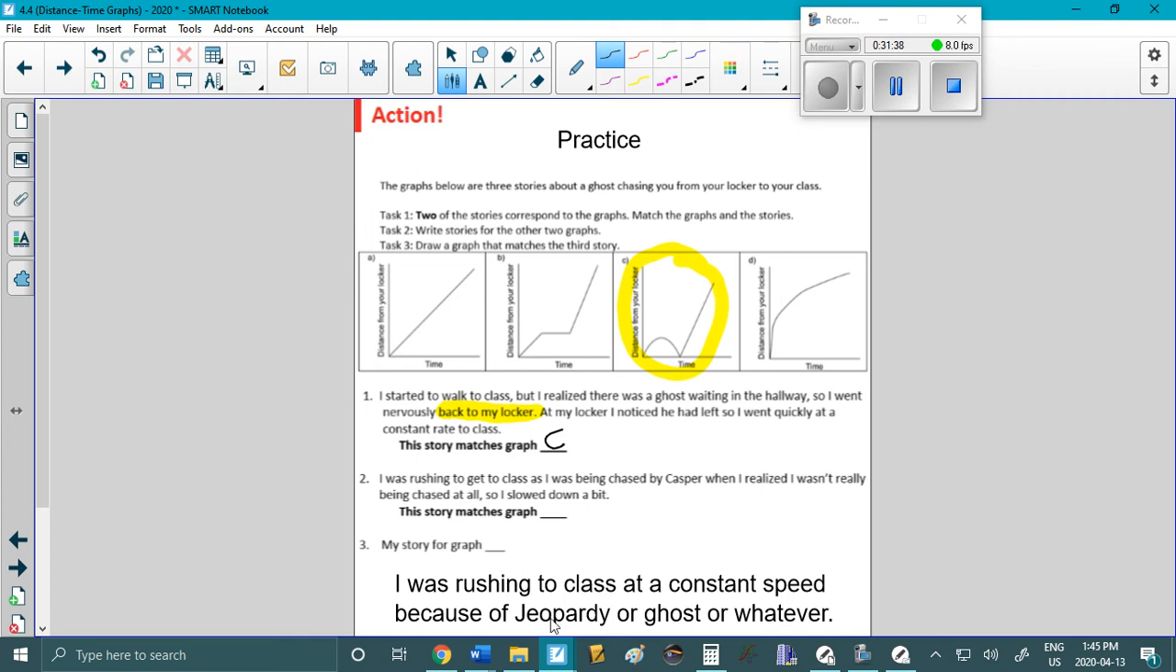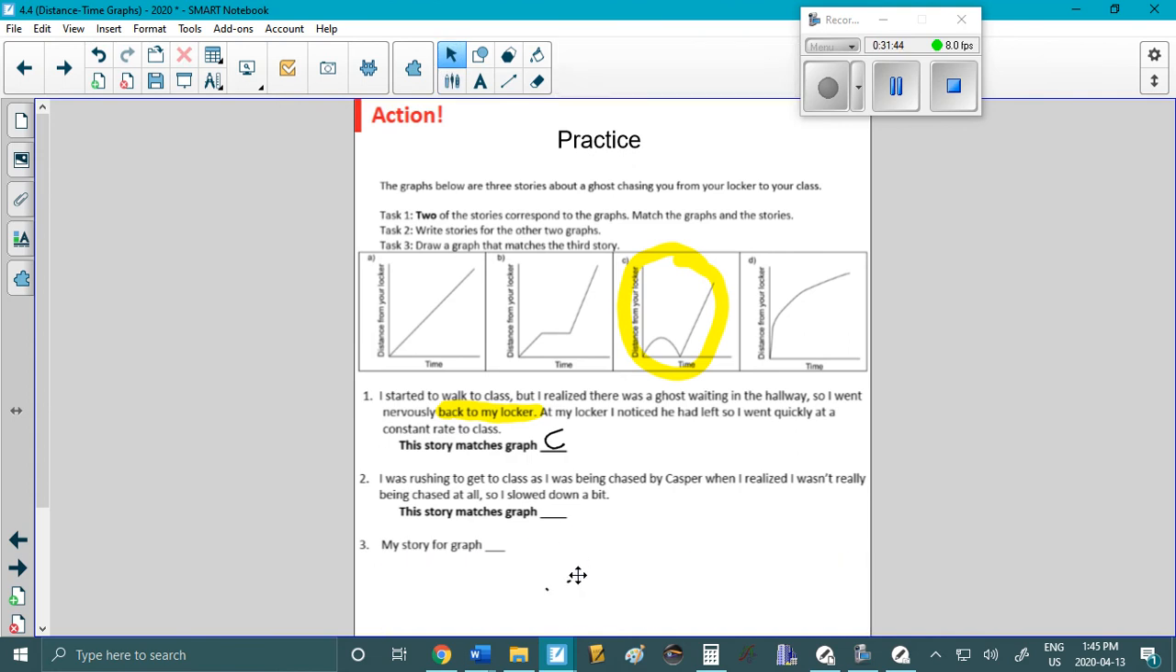Okay, let me do one more with you here. Let me delete that because I want you to come up with your own story. Okay, so I was rushing to get to class as I was being chased by Casper. When I realized I wasn't really being chased, I slowed down a bit. So this is going to be something that starts fast and then gets slow. So look at the graphs and see when it starts fast, so starts steep, and then becomes less steep. Hopefully you can see that this is the one here. It starts really steep, really fast, and then they gradually slow down. So that's going to be D.